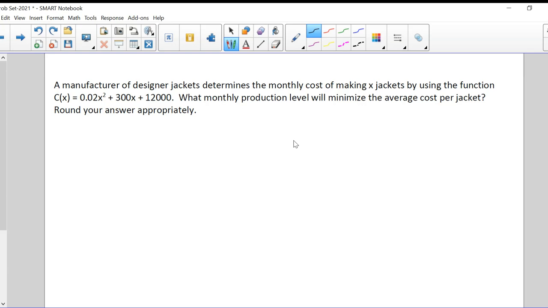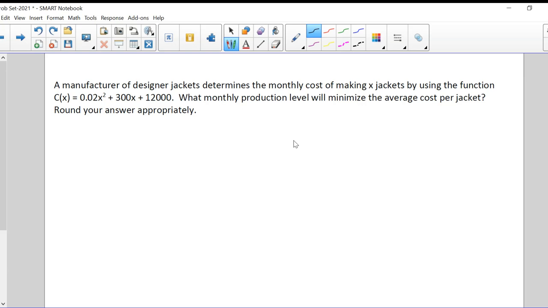What monthly production level, by the way, that's monthly cost. What monthly production level will minimize the average cost per jacket? Round your answer appropriately. The average cost per jacket. Well, how would I get an average cost? Think about yourself as a business person right now, right? And you want to know how much is the average cost for each jacket that you're making, right?